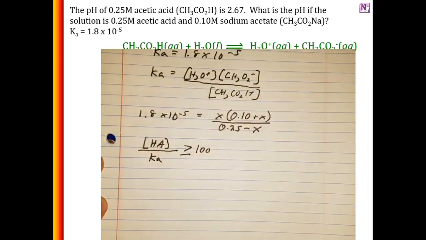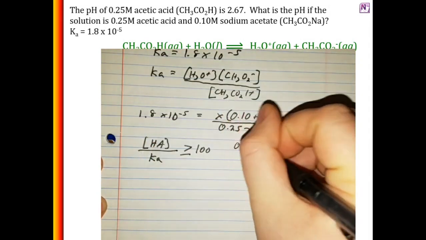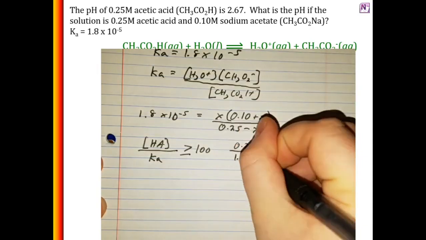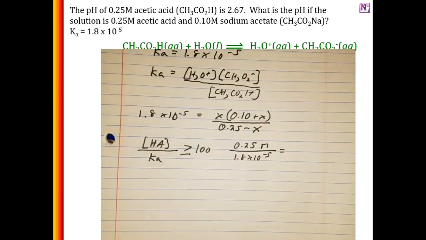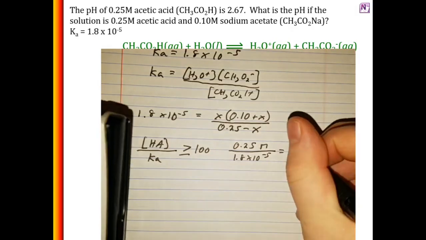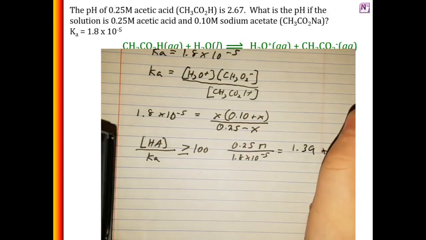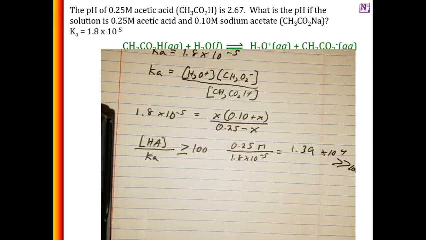So let's plug that in real quick. The concentration of our acid was 0.25 molar, and our Ka is 1.8 times 10 to the minus 5. So what does that give us? 0.25 divided by 1.8 e to the minus 5 gives me 1.39 times 10 to the fourth, which is definitely very much bigger than 100. Okay, so it's safe to use our assumption.